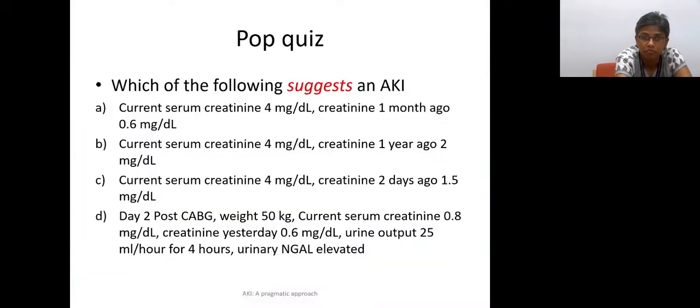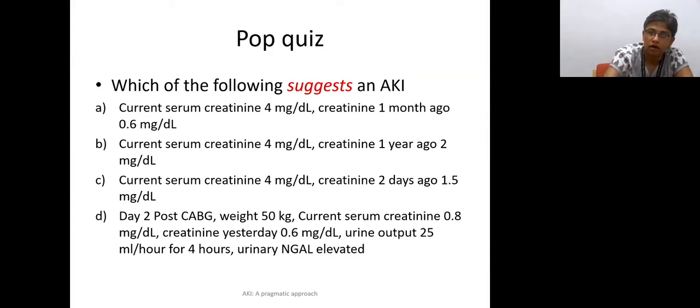Anyway, just to consolidate what we've learned, which of the following would suggest an acute kidney injury? Someone who has a current creatinine of 4, but a creatinine 1 month ago was 0.6. Someone who had a creatinine of 4, but 1 year ago creatinine was 2. Current creatinine of 4, creatinine 2 days ago 1.5. And someone who is day 2 post CABG, weight 50 kgs, current serum creatinine 0.8, yesterday's creatinine 0.6, urine output low for 4 hours, and a biomarker that is positive.